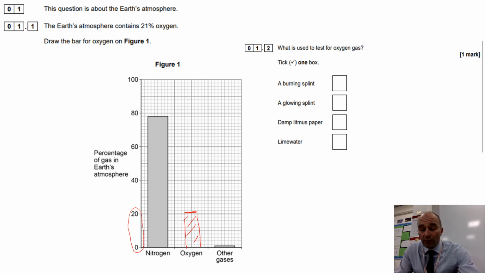So if you remember, the bottom one, lime water, is our test for carbon dioxide. Damp litmus paper, our test for chlorine. Now, it comes down to the burning side of things. Remember, a burning splint is how we test for hydrogen. That's our squeaky pop test. So it means that the correct answer is our glowing splint. Remember, oxygen will relight a glowing splint.